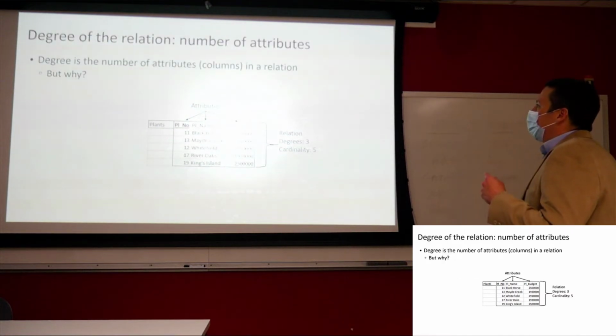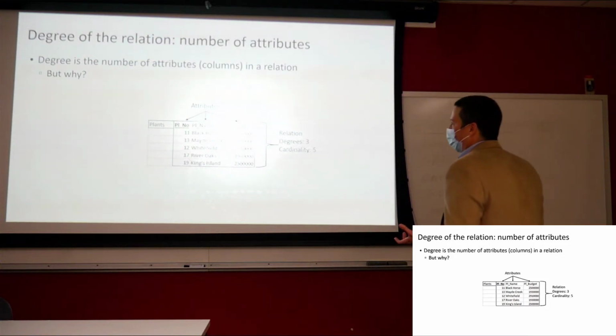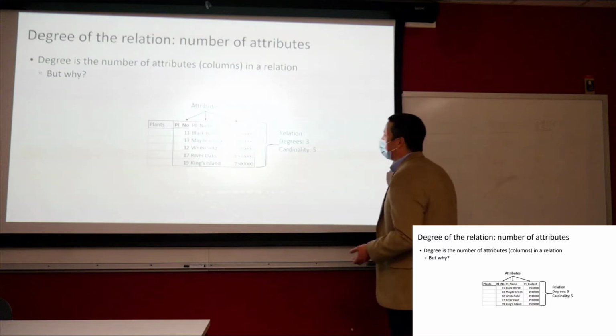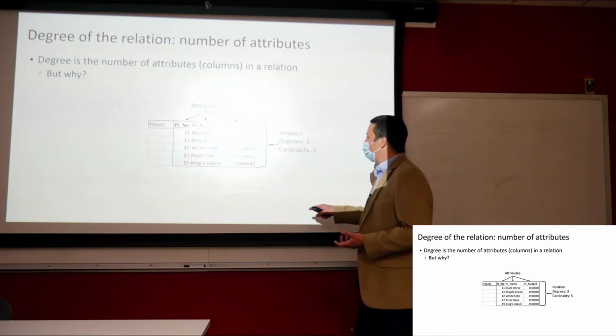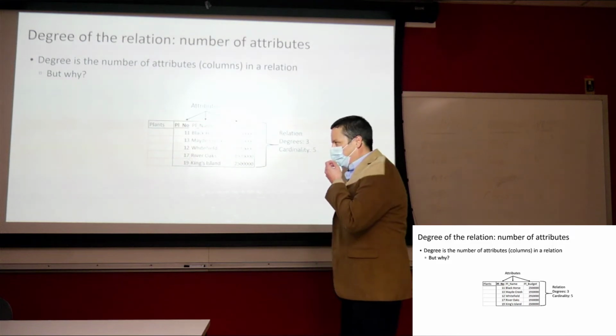All right. So we're changing up our understanding of degree, right? We used to say it's the number of entities participating in a relationship. Now we're saying degree is the number of attributes or columns in a relation, but why?